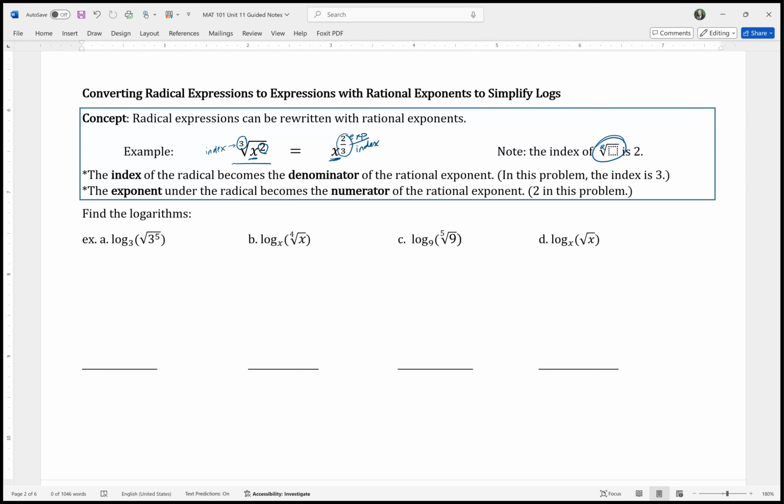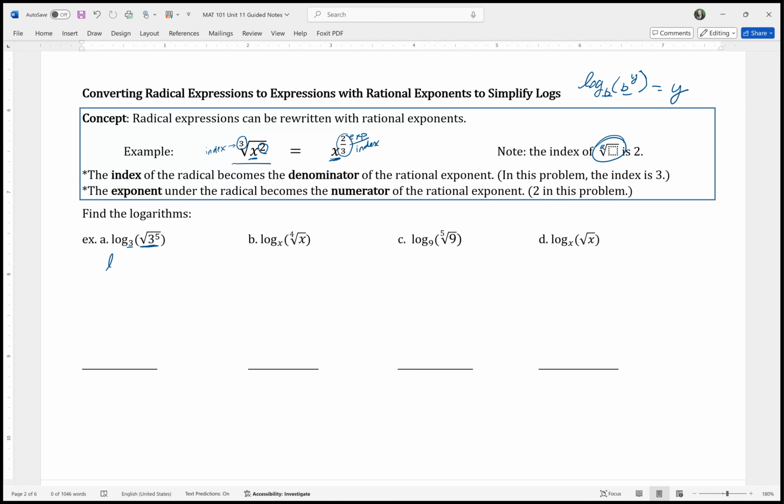Remember that we have the rule that if we have log base b of b to the y, if our bases are the same, this is just going to be y. So that's really what we're going for with these problems. Notice that we've got a 3 and a 3, but this radical here is causing us a problem. So we really need to convert that to an exponent so that we can use this rule that we have.